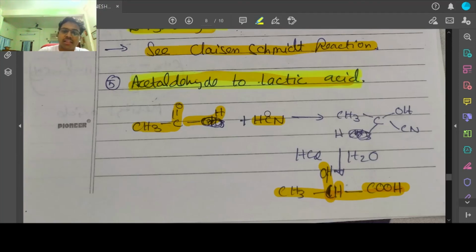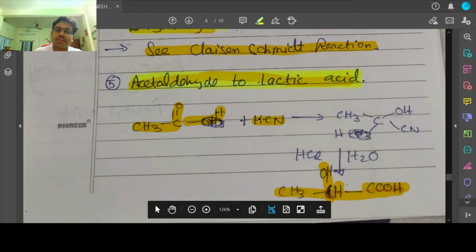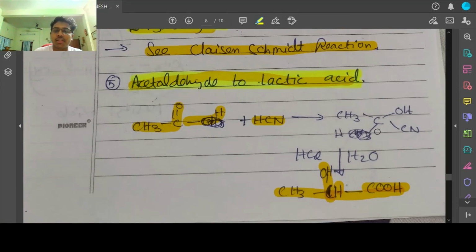So this negatively charged cyanide group, CN group, attaches to this positively charged carbon. After the breaking of this double bond, oxygen takes negative charge and carbon takes positive charge. So the negatively charged cyano group will react with this, and the positively charged hydrogen will react with this oxygen. So the cyano group is present here, the CH was already present, and when oxygen reacts with hydrogen, it forms an OH group.